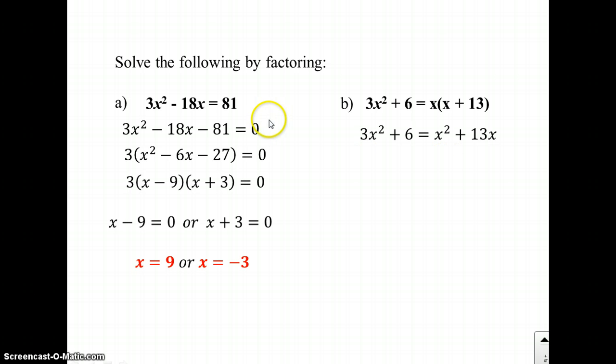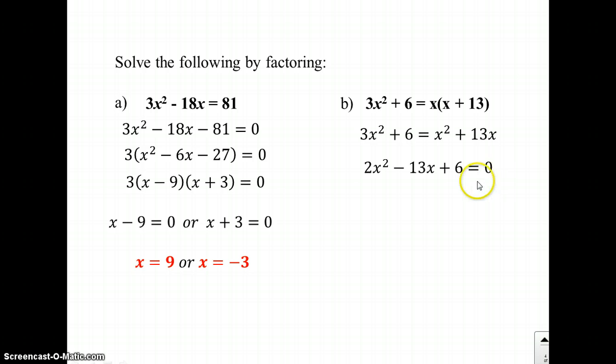I now want to set the equation equal to 0, just like we did last example. So I'm going to move x squared to this side. I'm going to minus 13x. So I get 3x squared minus 1x squared is 2x squared minus 13x, and I still have the plus 6 on the left side. So 2x squared minus 13x add 6 equals 0.